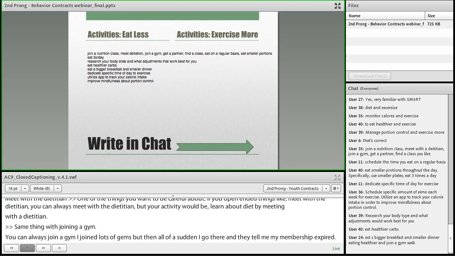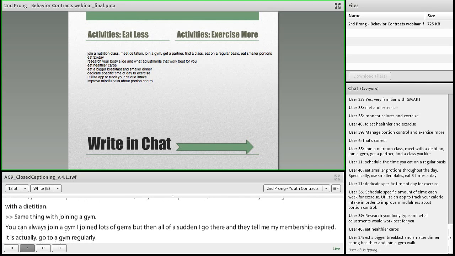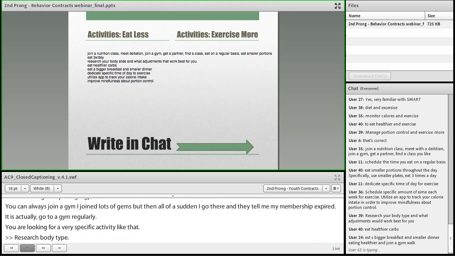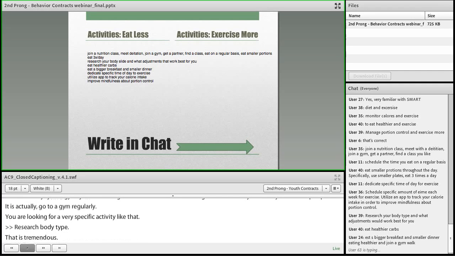Research your body type. That's a tremendous first step. Eat healthier carbs is very specific. Eat a bigger breakfast and smaller dinner. Eating healthier and join a gym. Walk. These are all things that you would fit under one or more of these two activities.